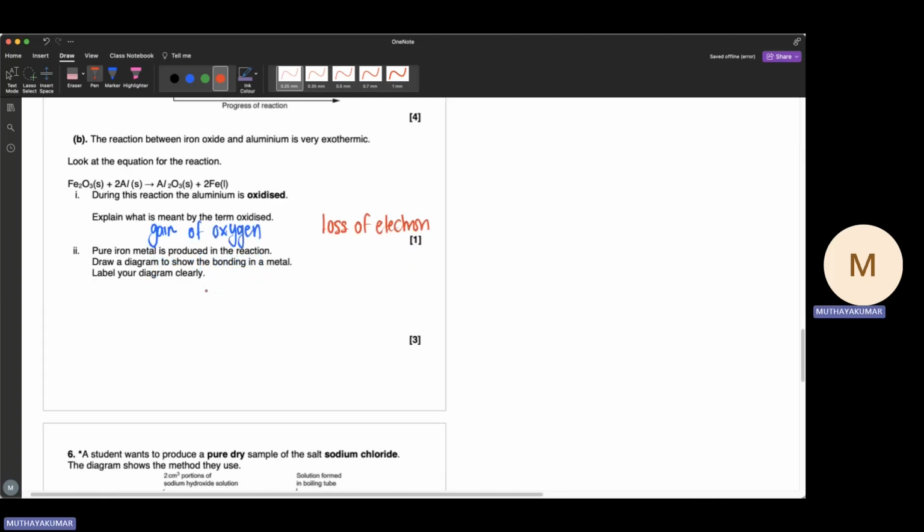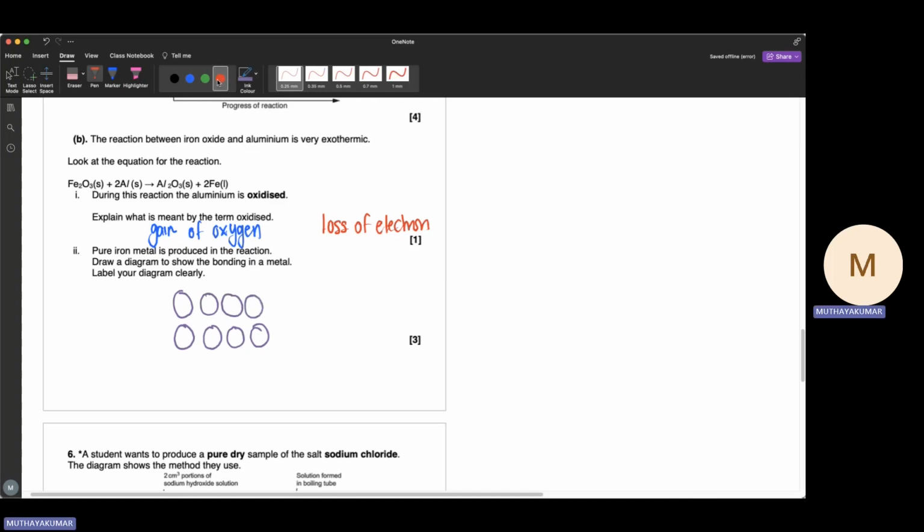The last part of this question: pure iron metal is produced in the reaction. Draw a diagram to show the bonding in a metal. Label your diagram clearly. So whenever you're drawing a metallic bonding diagram, always aim to draw at least 2 rows of minimum 3 circles to show each of your particles. I'm going to go with 4 just to be safe. So we're going to have 4 in one row and another 4 in my second row.